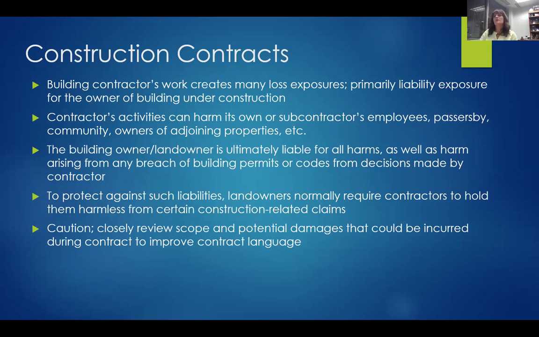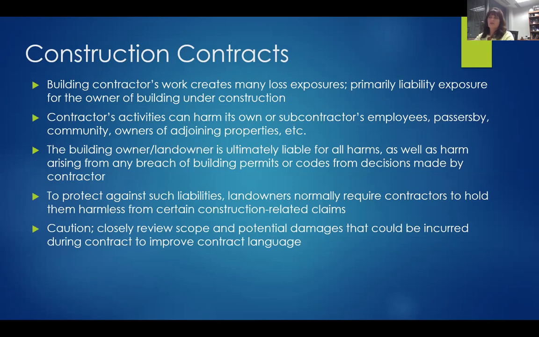Not only are they going to sue you for any damages, they may sue you for any breach of building permits, as well as building codes, by decisions that are being made by your contractor. So you better ensure that if you're hiring a competent contractor, they know what the building codes are, and that they're following building permits as closely as they should. Having language in their construction contract would protect you against such liability.